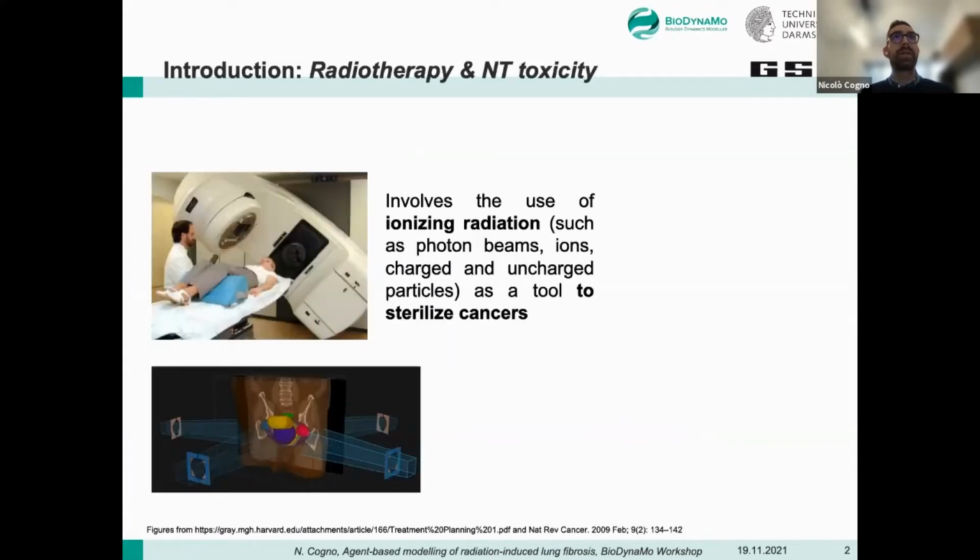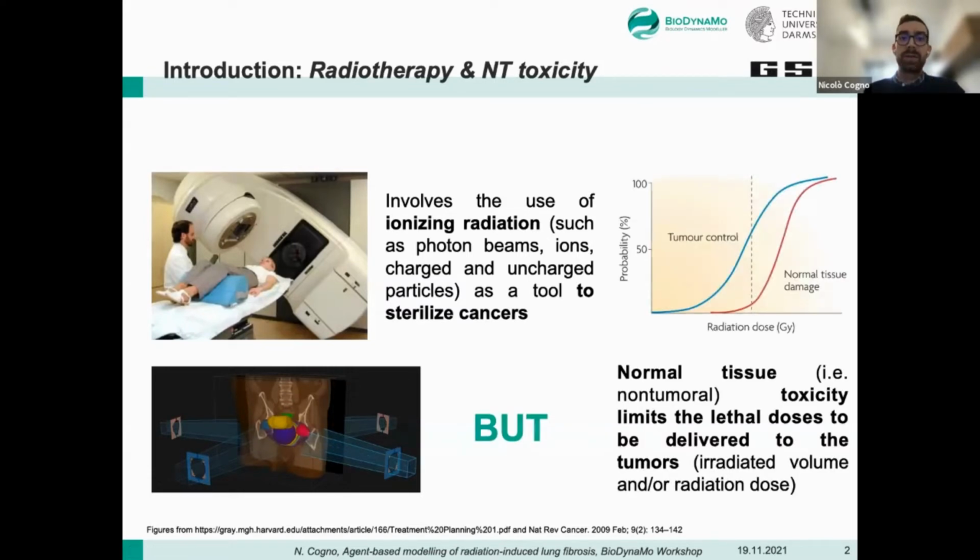First of all, what is radiotherapy? As you may already know, it is a treatment which is used in cancer care, and it involves use of ionizing radiation, such as photon beams, ions, charged and uncharged particles, as a tool to sterilize cancers. It's used in cancer care, and nowadays is integrated in more than 50% of the therapies of new cancer patients.